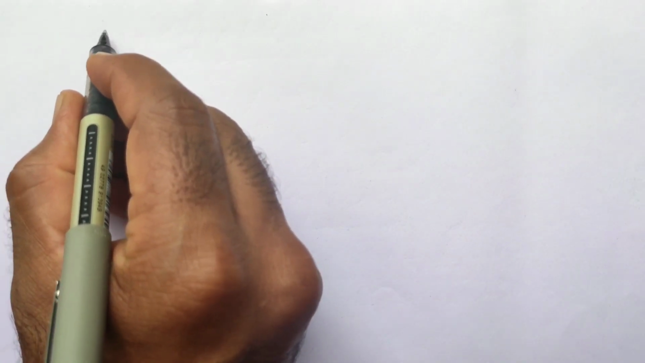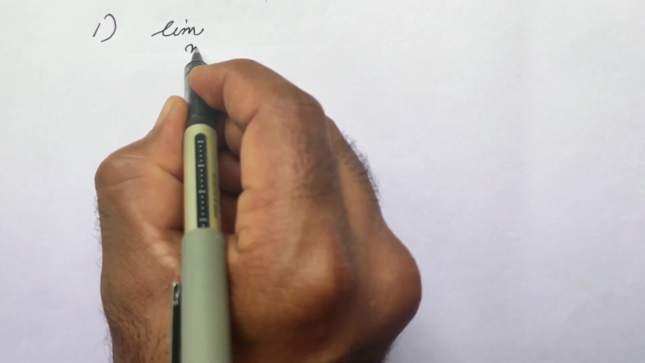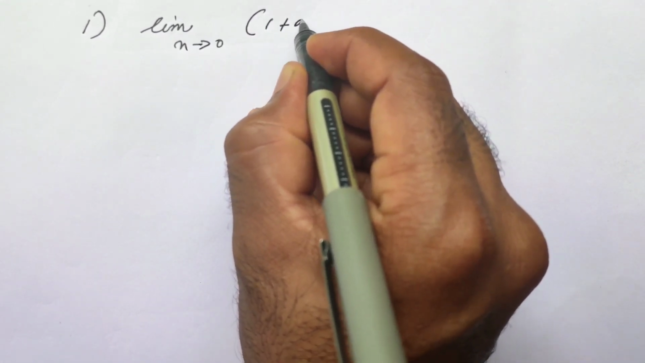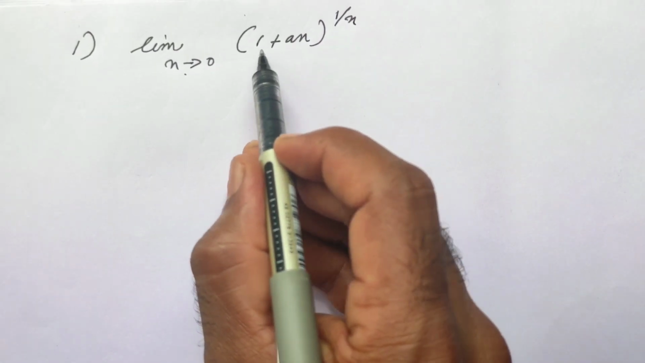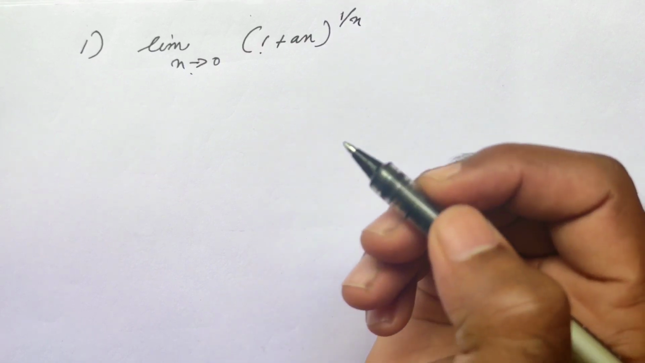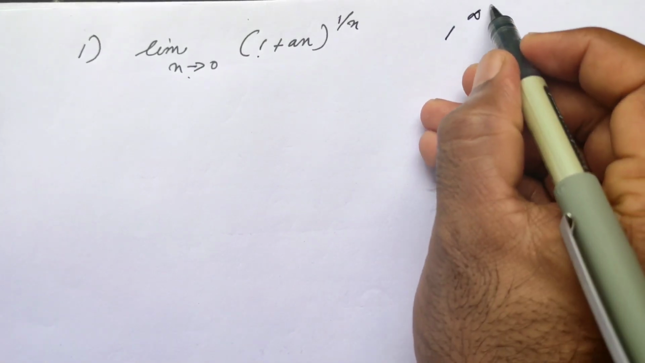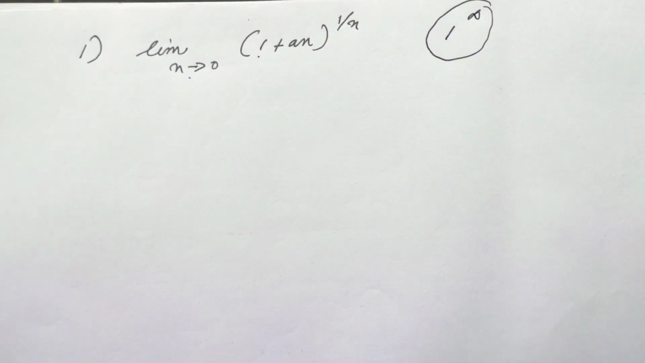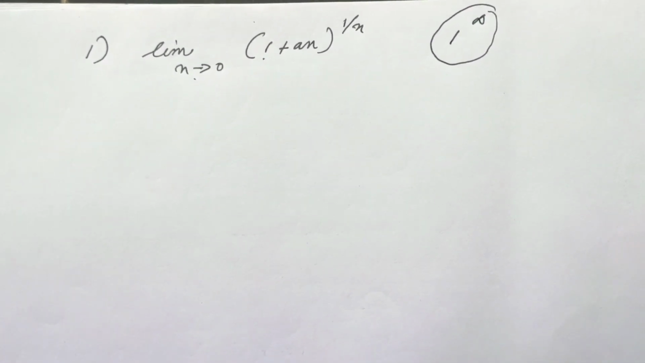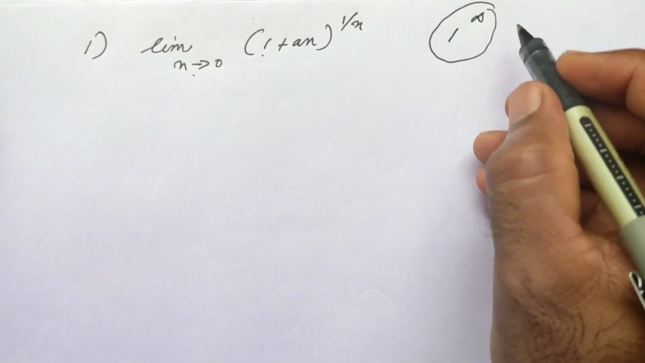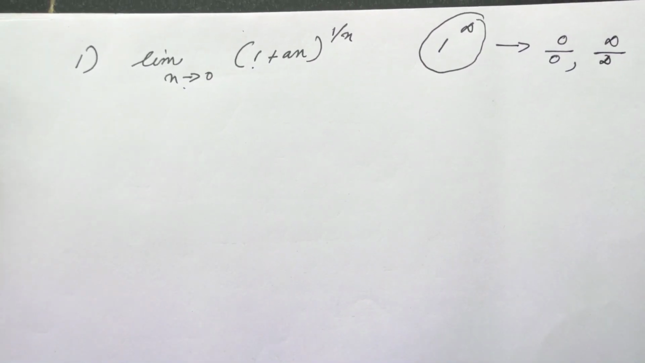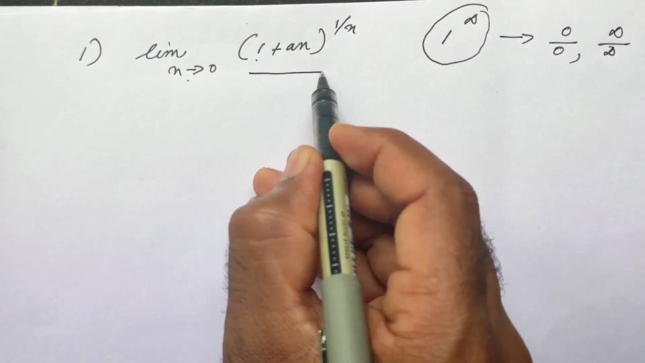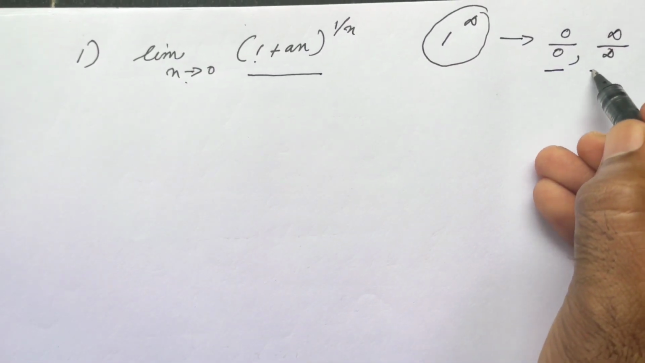Let's take the first example. Limit x tends to 0, (1 plus ax) raised to 1 by x. Here when we apply the limiting value, it will become 1, and 1 by 0 becomes infinity. That is, it is in the form 1 raised to infinity, which is an indeterminate form. But we can't apply L'Hospital rule here. We can apply L'Hospital rule only when it is in the form either 0 by 0 or infinity by infinity. So we should convert this form into the form 0 by 0 or infinity by infinity.